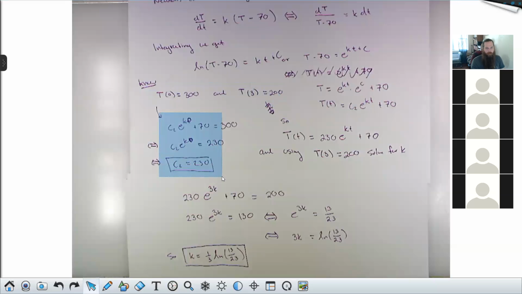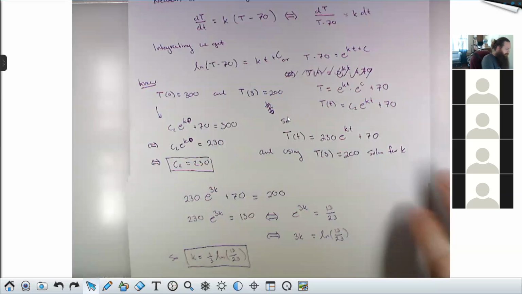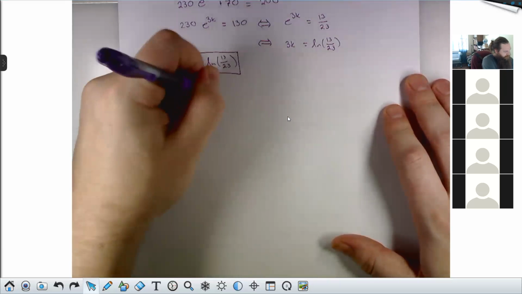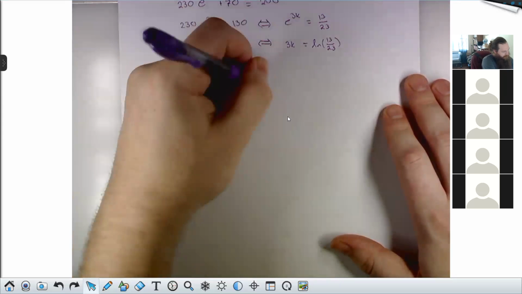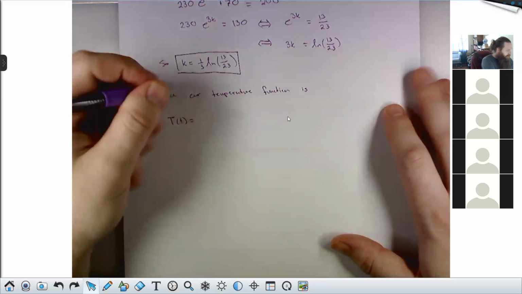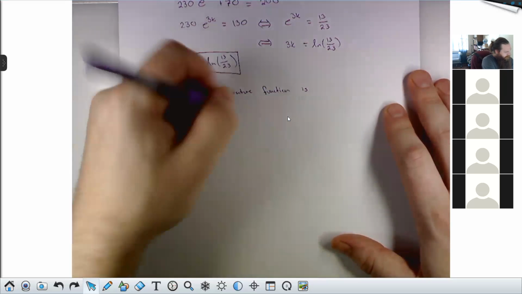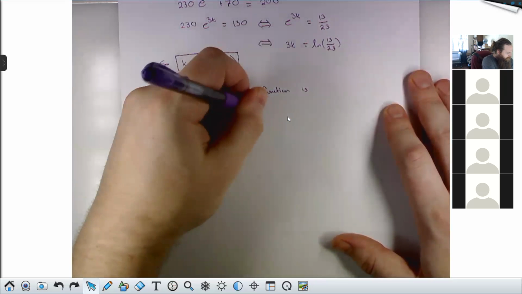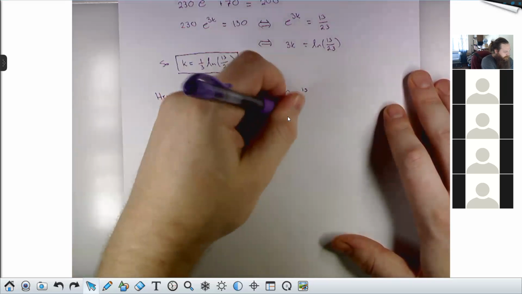Plugging in t equals 0 lets us solve for C2. Plugging in t equals 3 lets us solve for K. So now I have full information about the function. And so our temperature function is T of t equals 230 e raised to the 1/3 natural log of 13/23 times t, plus 70.